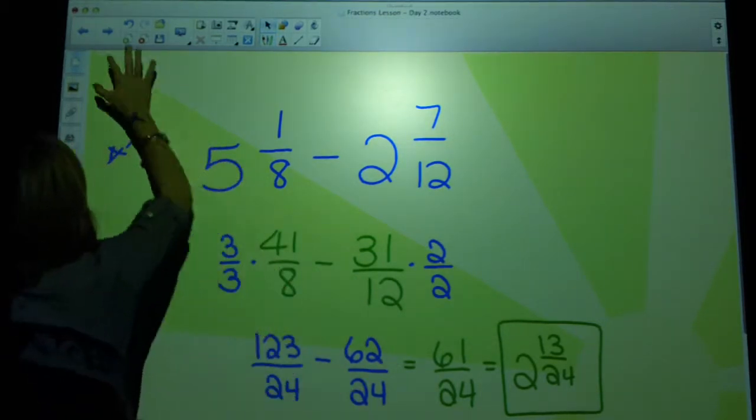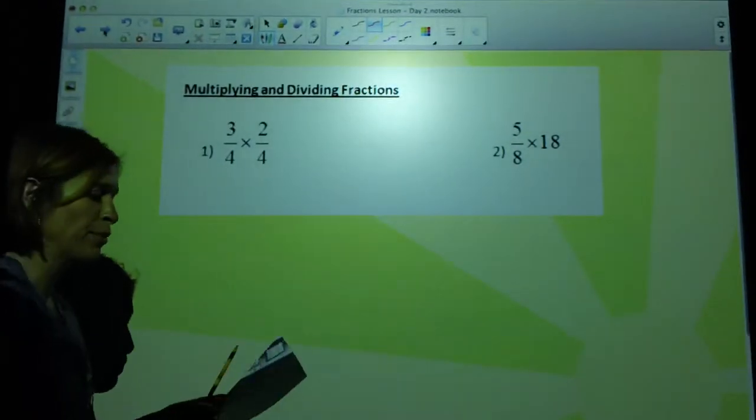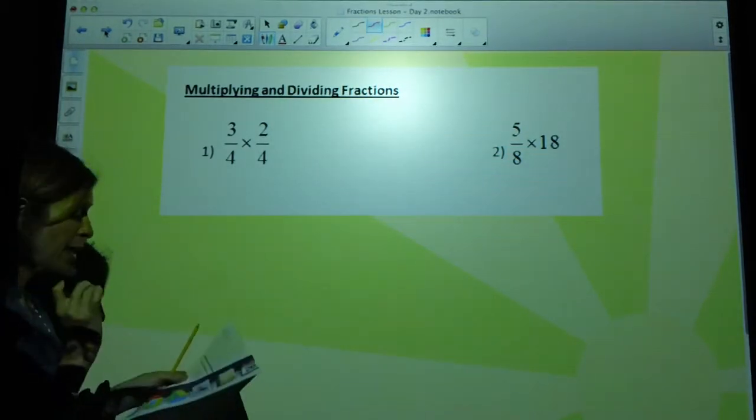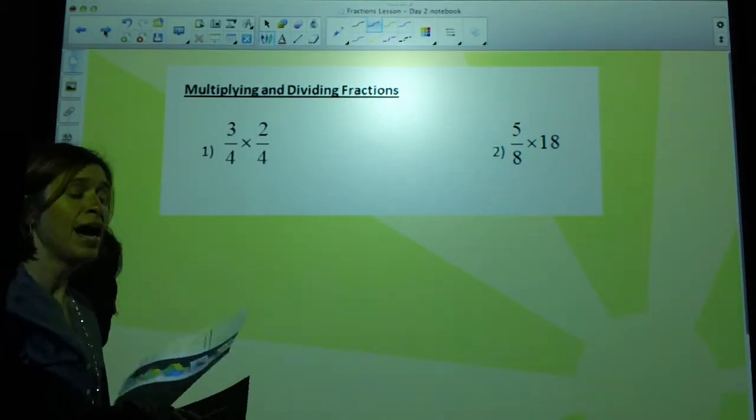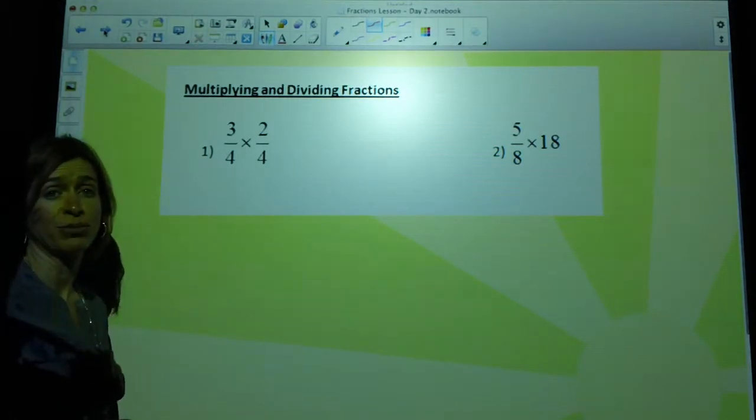Okay? All right, so now let's move on to multiplication and division. This is a really big thing for me, multiplication and division. Actually, let me stop a second. On the back page, you have number 7 and number 8. I want you guys to go ahead and try number 7 and number 8 on your own. We'll go over it in class tomorrow, okay?